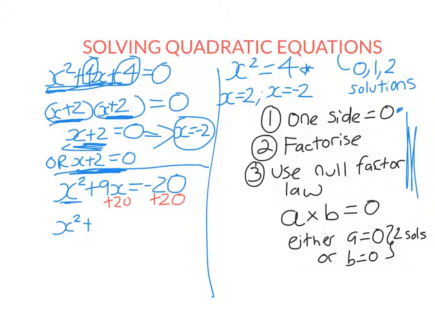So now I get x squared plus 9x plus 20, because minus 20 plus 20 is 0. That's why I did it. First step done. Second step, I need to factorize.